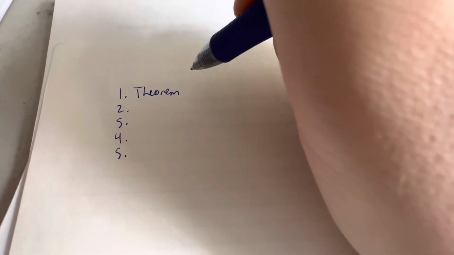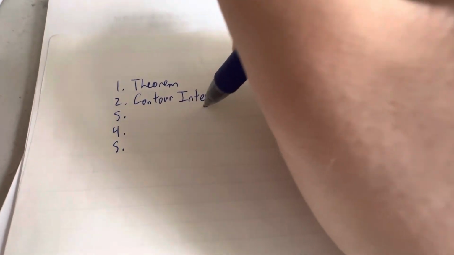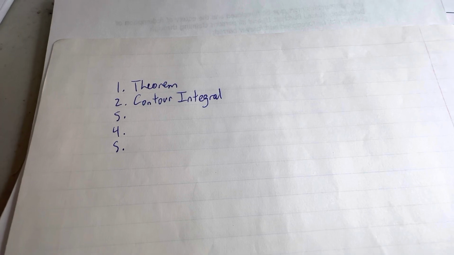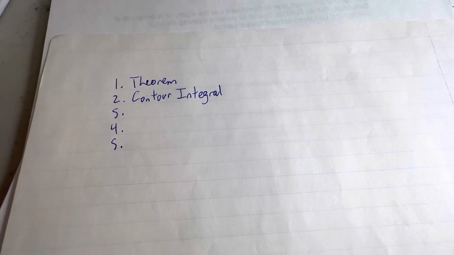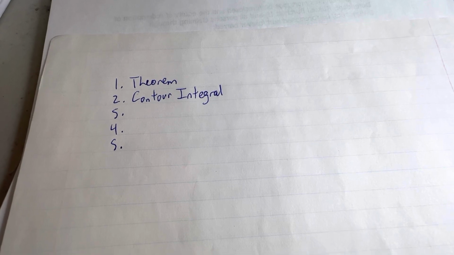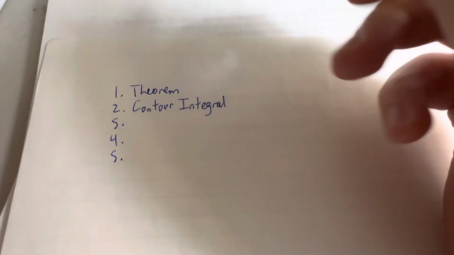So there's 5 questions, and the first question again is a theorem, some theorem from the course. The second problem is a contour integral. So they give you a contour in the complex plane, they give you a complex function, and they ask you to find the integral. So it's like calculus, but on the complex plane.